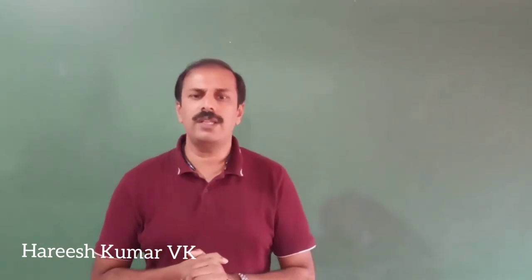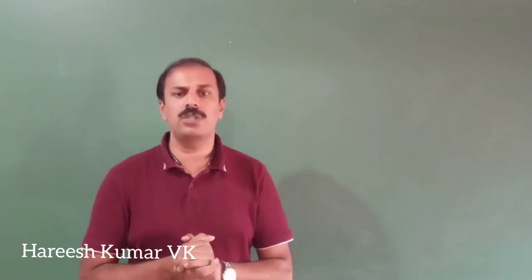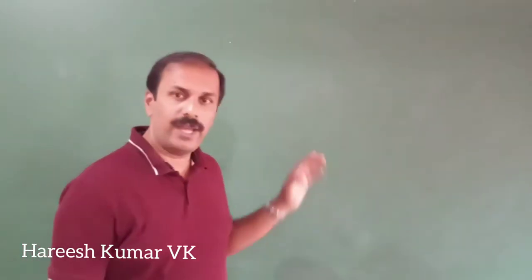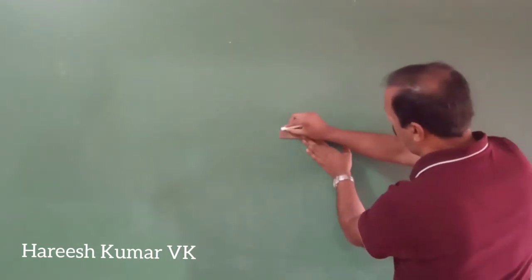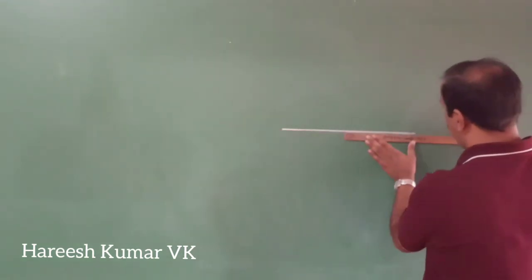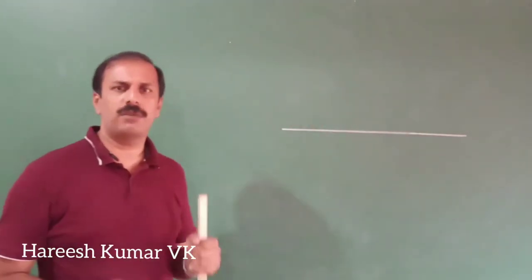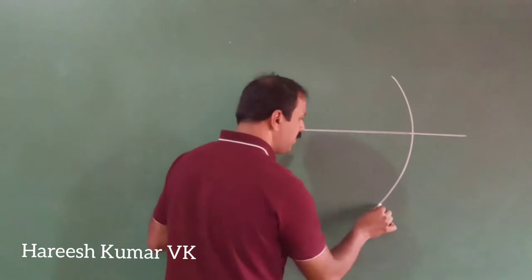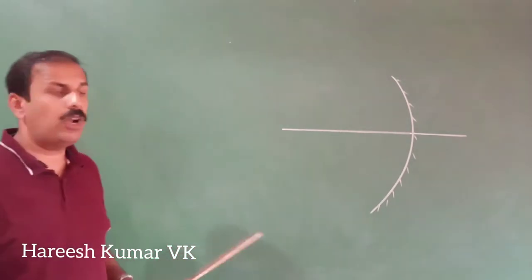For a spherical mirror, there are some rules for the sign convention. The first and most important thing is the object should always be placed to the left side. Whenever we are drawing any diagram on this board, for example, this is our principal axis, and we are drawing a mirror, so we have to draw in such a way that the mirror comes here. This is our mirror.